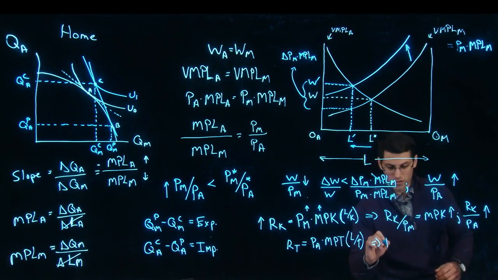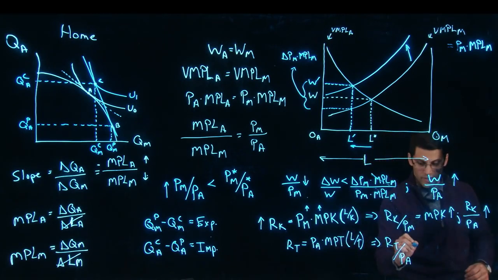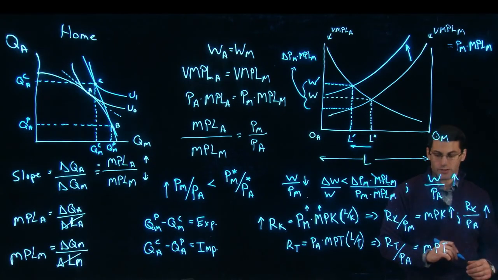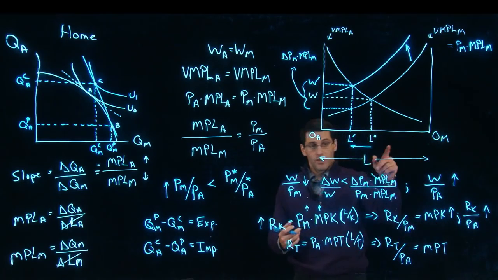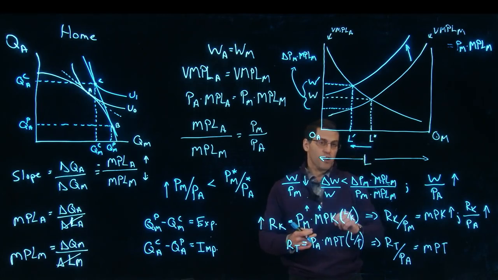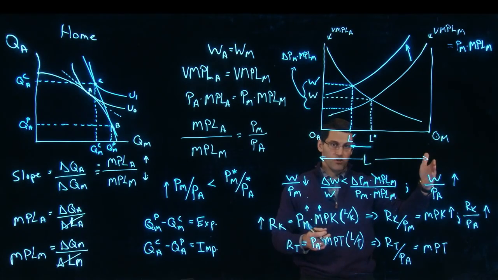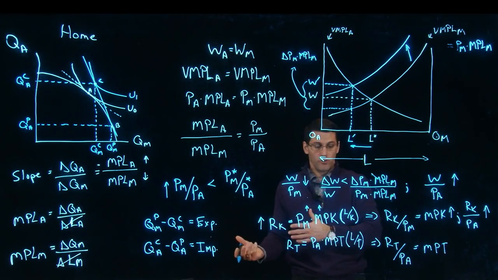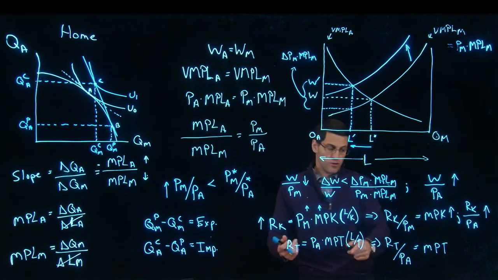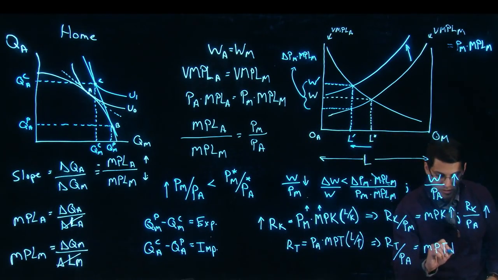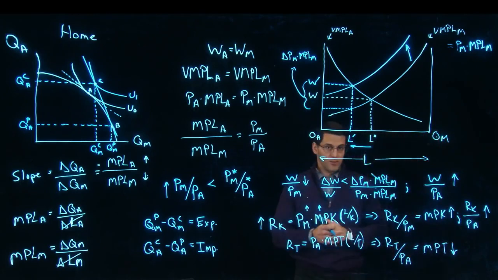Which means RT over PA equals the marginal product of land or terrain. Well, what's happening? The flip side of the fact that all of these workers between L star and LM have moved into manufacturing is that they came out of agriculture. So L over T is decreasing, which means the marginal product of land is also decreasing.